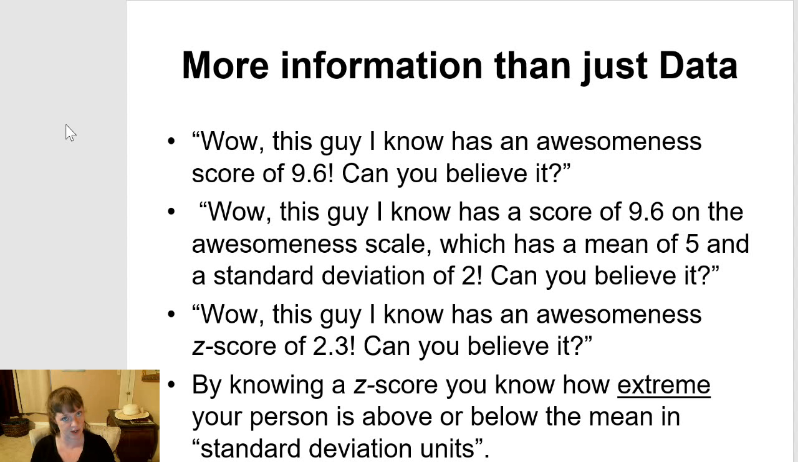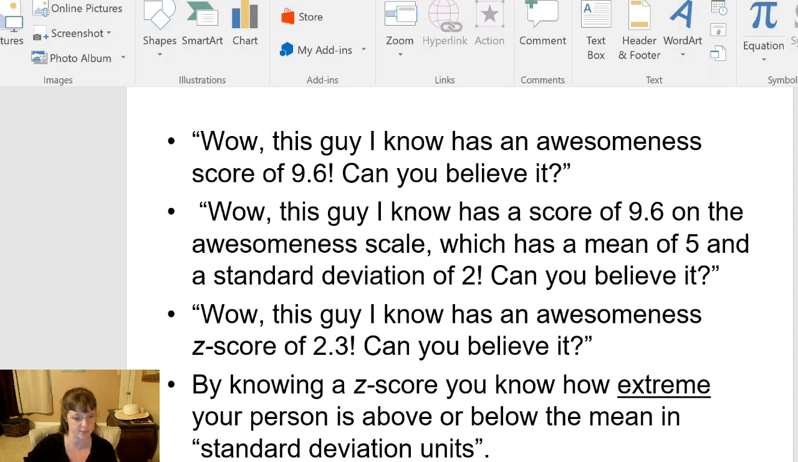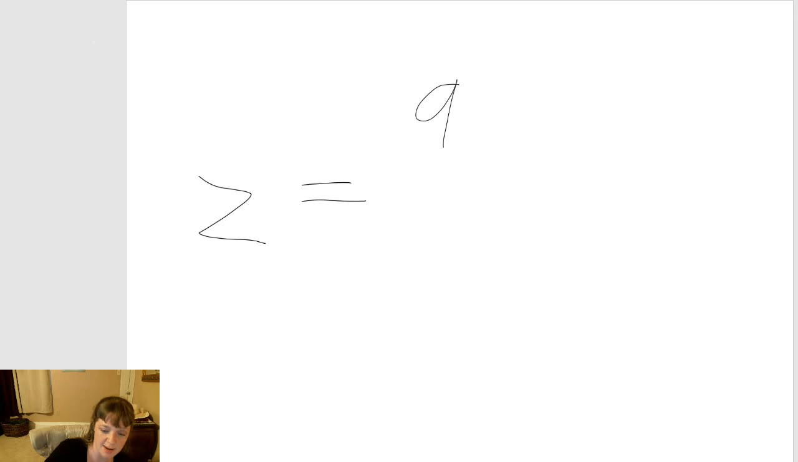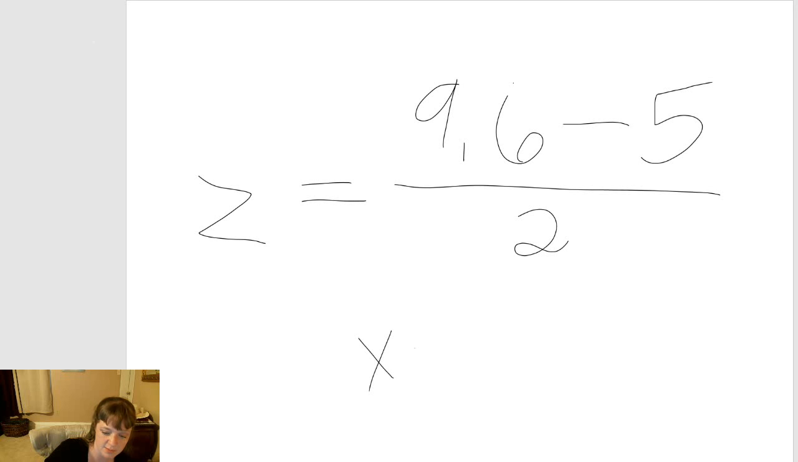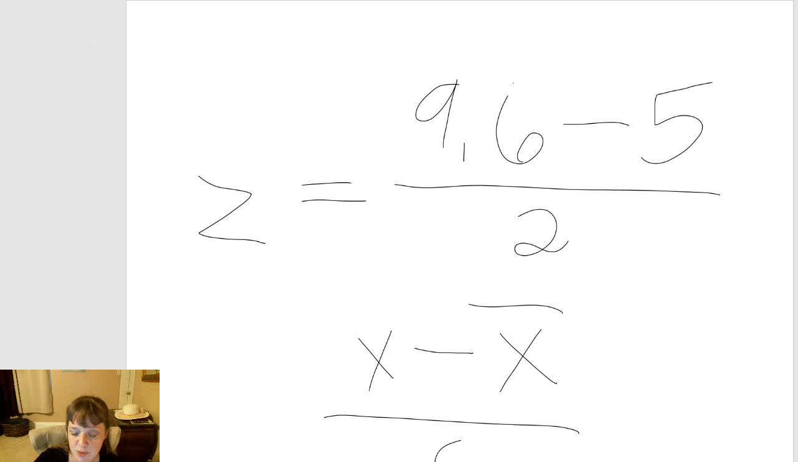But then in addition, they tell you this guy has an awesomeness score, that's the raw score of 9.6, but the average for awesomeness among a group of people is 5, and it has a standard deviation of 2. Wow, that's amazing, because now I can turn this guy's score into a z-score. So let's do that. Z equals the original score, 9.6, minus the average, divided by the standard deviation. X minus x bar divided by the standard deviation. Well, 9.6 minus 5 is 4.6. 4.6 divided by 2 is 2.3.